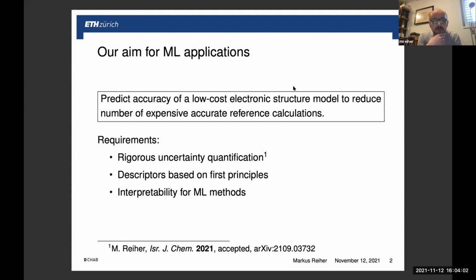By the way, you see a reference here on this first slide, which goes to an arXiv paper, but in fact, the paper has been accepted by the Israel Journal of Chemistry. If you want to learn more about the basic philosophy, I invite you to have a look at the paper.